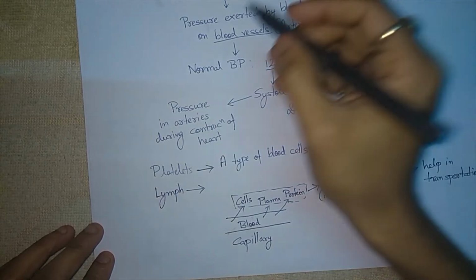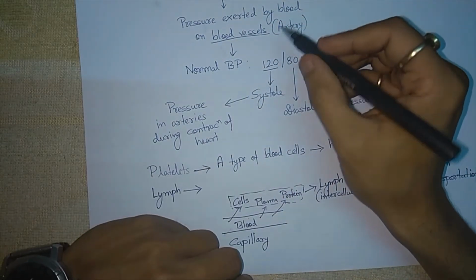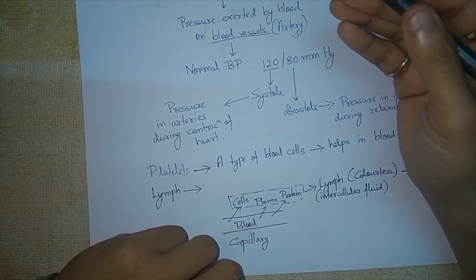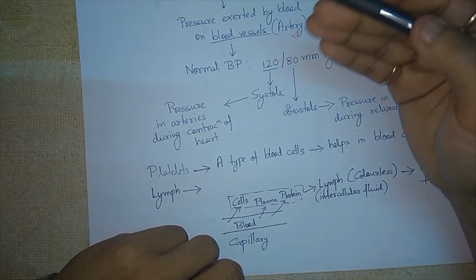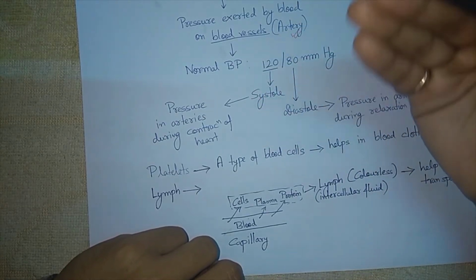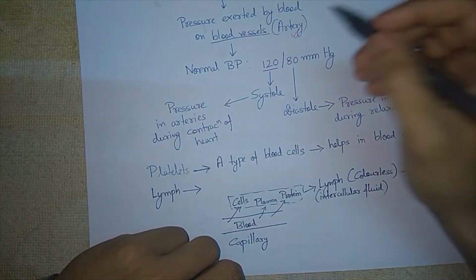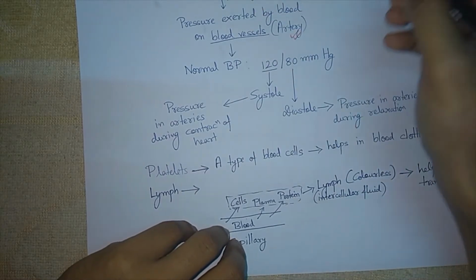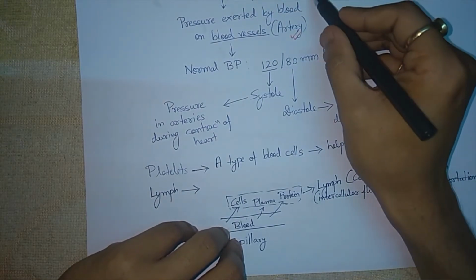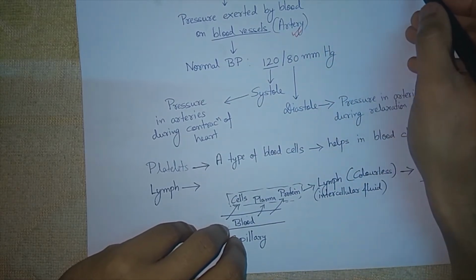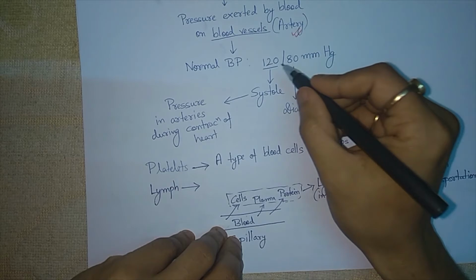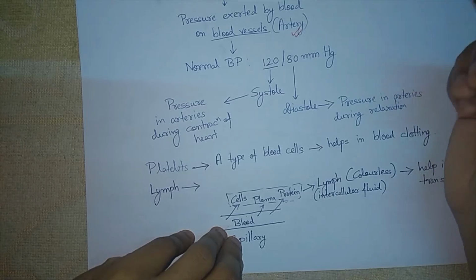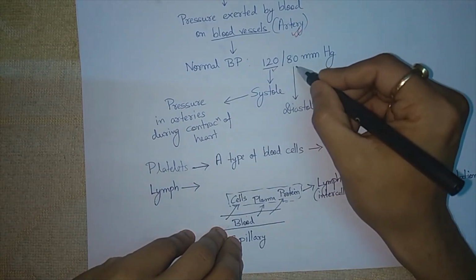Blood pressure is nothing but the pressure exerted by blood on blood vessels, mainly on arteries. I have already told you that arteries have higher blood pressure and veins have lower blood pressure, so the pressure in the arteries will be considered. This blood pressure is measured by a special device. Note the spelling: the name of the device is sphygmomanometer. Normal blood pressure is 120/80 millimeter of mercury in a normal human being. Here you can see two limits, upper limit and lower limit.